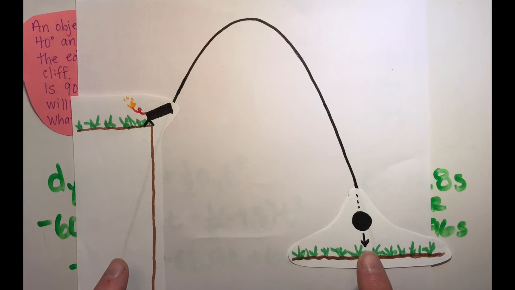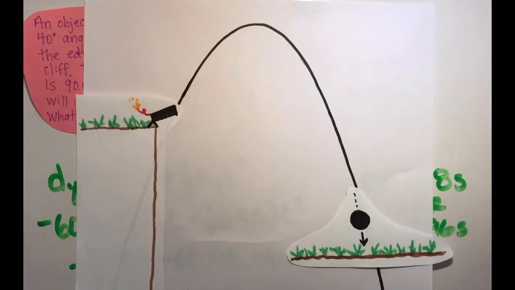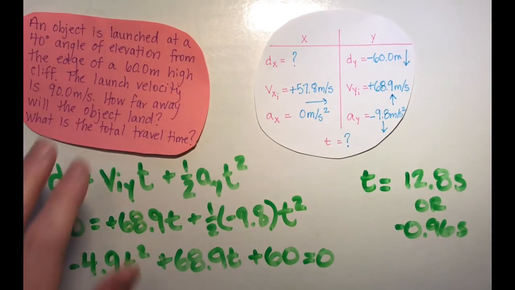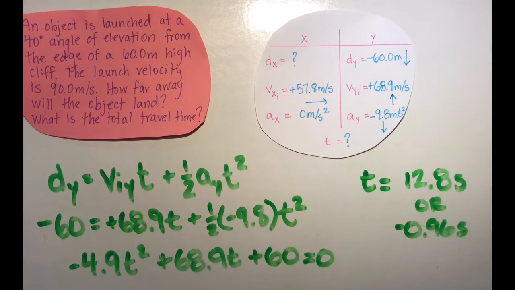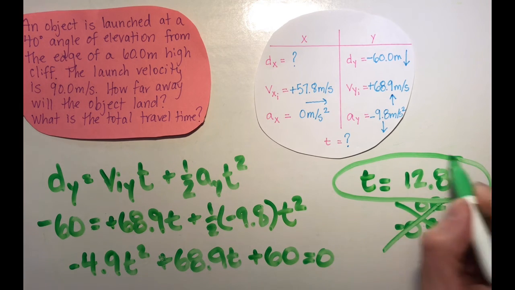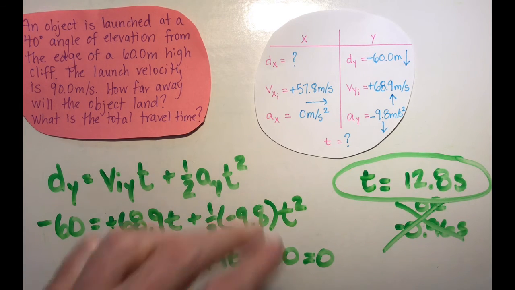So that's why we end up with a negative number for the second example. This fact helps to clarify which of those 2 times we need to consider. And for the purpose of our question, we can now cross out the negative time and circle the 12.8 seconds. So that's what we can enter onto our chart.